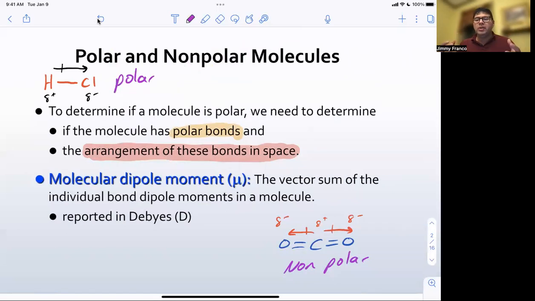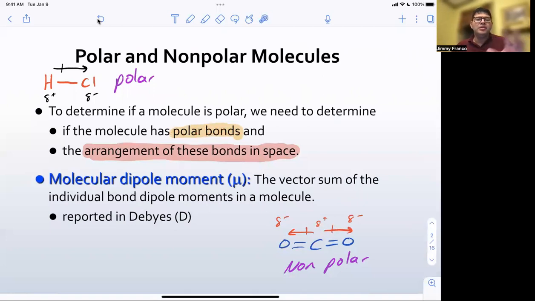If two people are really, really strong, it doesn't matter if they're equally strong, because they're going to cancel each other out. And so generally to be polar, you have to have two things. One is you have to have some polar bonds, or you have to have electrons going in one direction.